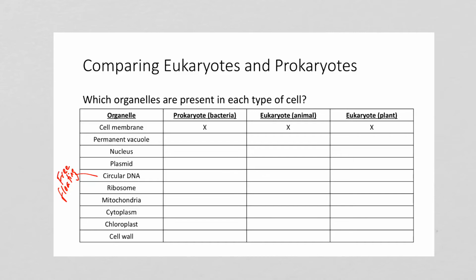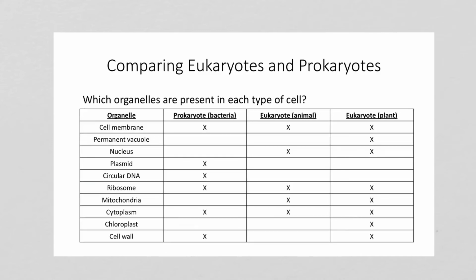So just as an example, prokaryotes and both eukaryote examples that we need to know have cell membranes. So bacteria, animal cells, and plant cells have a cell membrane. Let's take a look at the rest. You can see how you did. The only one that has a permanent vacuole is the plant. Animal and plant cells have a nucleus, bacteria don't. Bacteria have a plasmid, animal and plant cells don't.